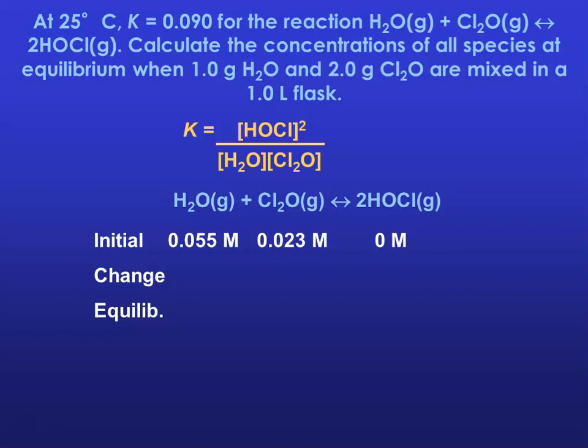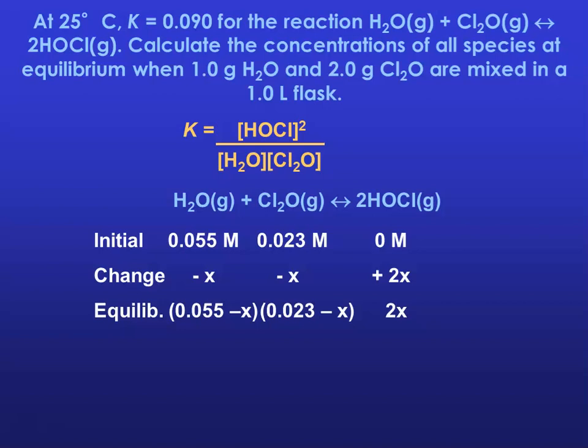I have no products, and my K is not 0, so I have to shift. My Q would be 0 because it's products over reactants; if you have nothing in the numerator, your Q is going to be 0. Your reaction is going to have to shift towards the products in order to reach equilibrium, which means water is going to go down, dichlorine monoxide is going to go down, and the HOCl is going to increase by a factor of 2 times x. So at equilibrium, if I add the initial and changes together, I get what water's, dichlorine monoxide's, and HOCl's equilibrium concentrations are.